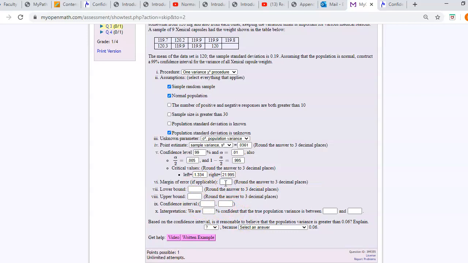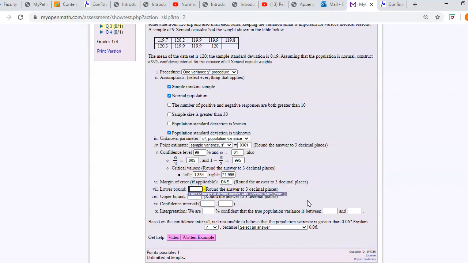Margin of error we do not have when we're doing a confidence interval for variance, so we're going to type in does not exist here, DNE. If you don't type something there, it will count it wrong, so put DNE.